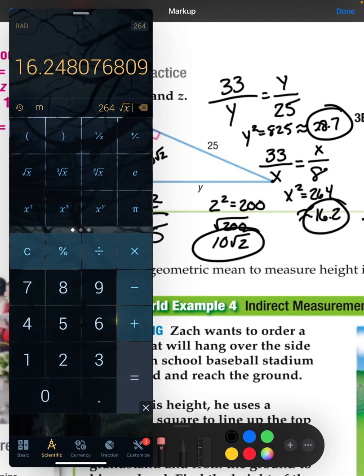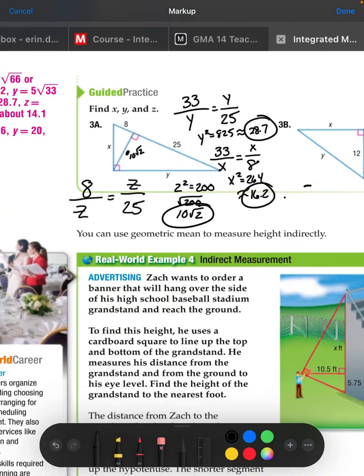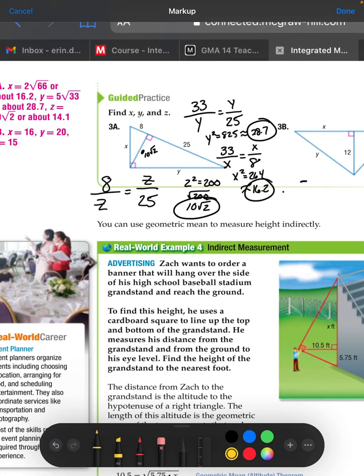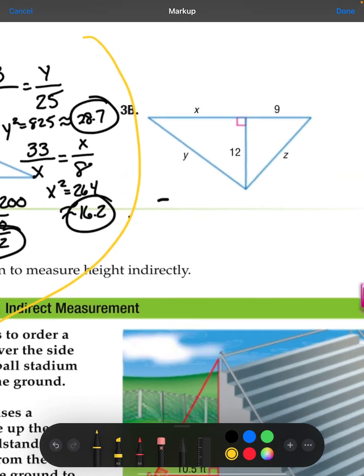All right, let's see what they've got here. Let us see, there's 28.7, 16.2, and where's the 10 square root of 2? Right here, I think, is 10 square root of 2, or about 14.1. So that is the easiest way. If you can't remember that way, then go ahead and write the triangles out like I did the last one.